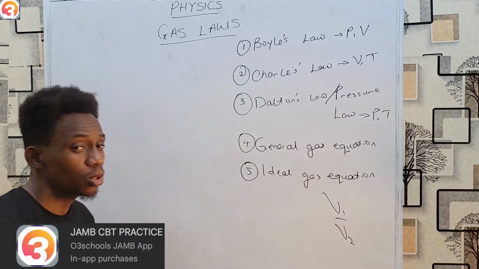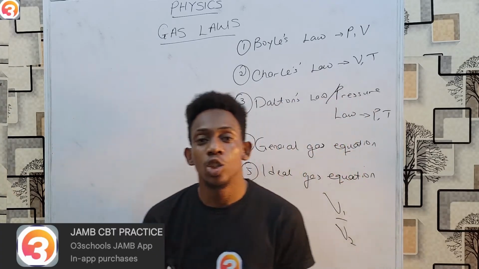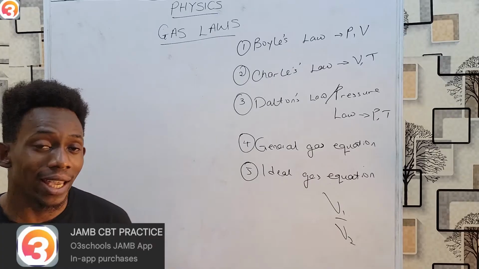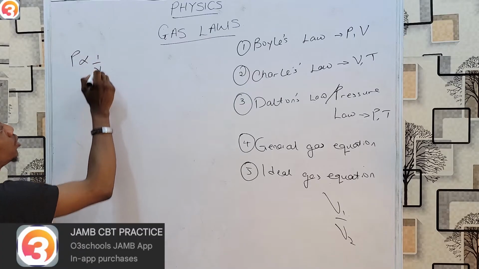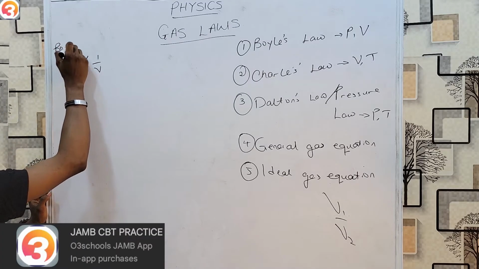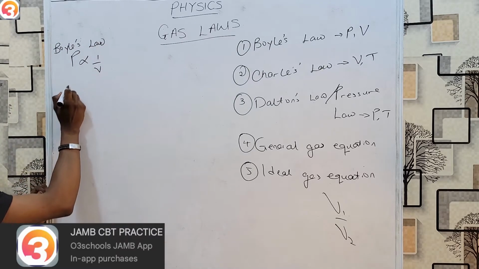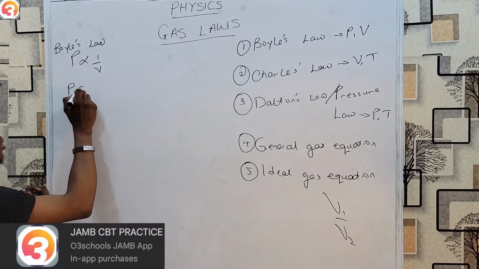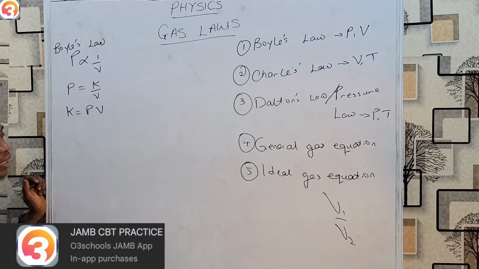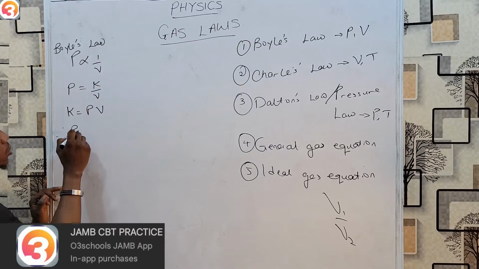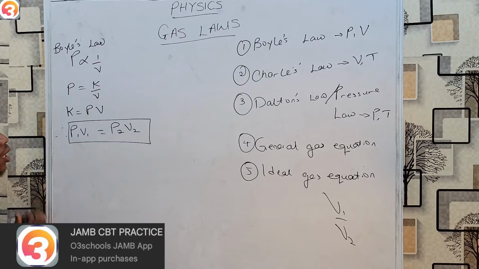So once again, what is Boyle's law? Boyle's law simply states that the volume of a gas is inversely proportional to the pressure, provided temperature is kept constant. Again, this is Boyle's law. Now, this implies quite simply that P equals constant K over V, such that constant K equals PV. Therefore, the formula simply becomes P1V1 equals P2V2. This is the formula for Boyle's law.